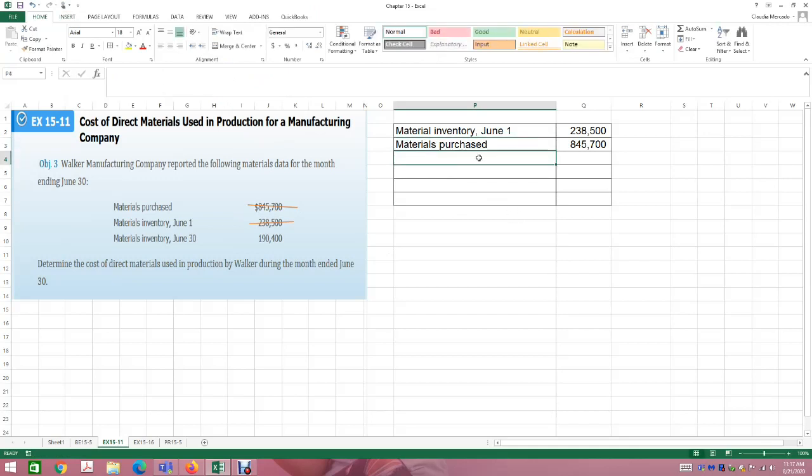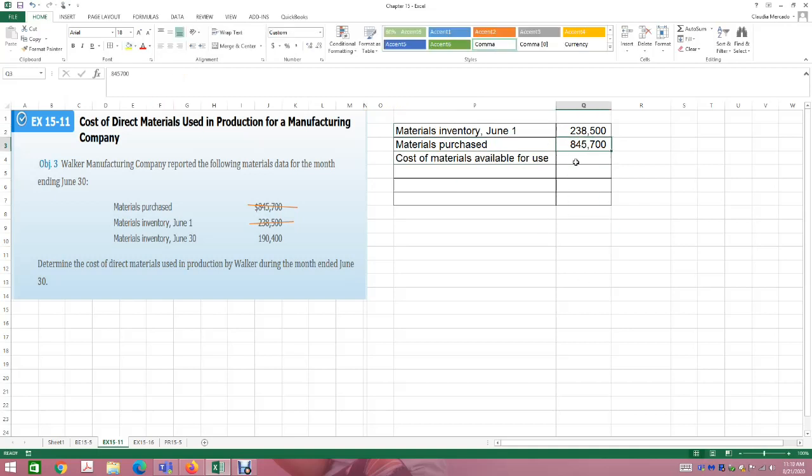Okay, so now I can get my cost of materials available for sale. That's going to be the total materials that you have available for use. So we have cost of materials available for use. This is what you have available in materials in your warehouse. I forgot an S over here, guys.